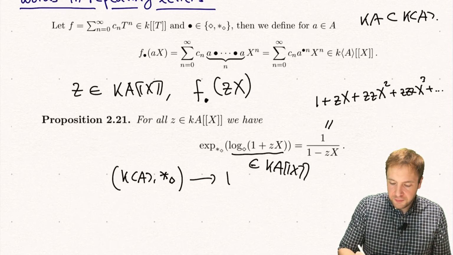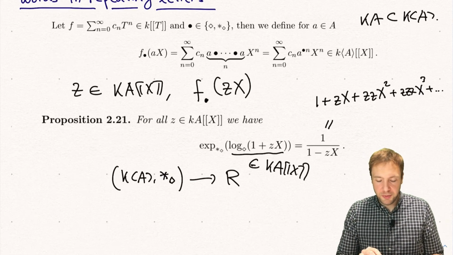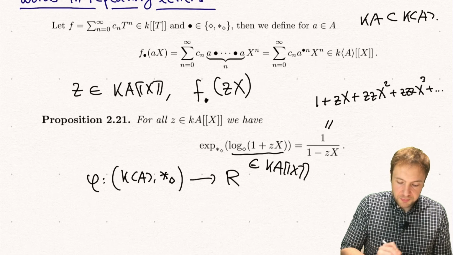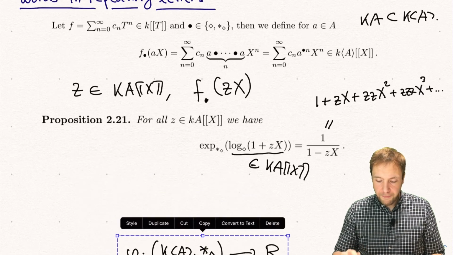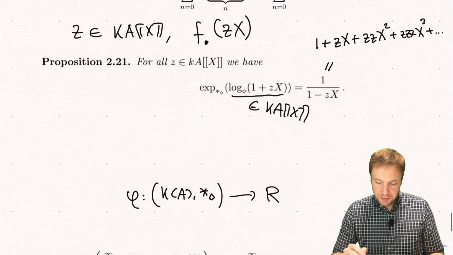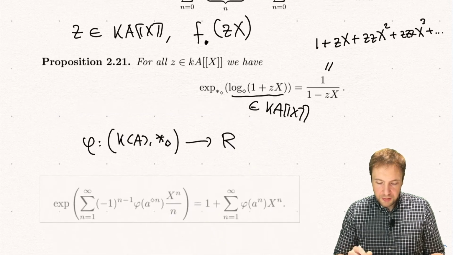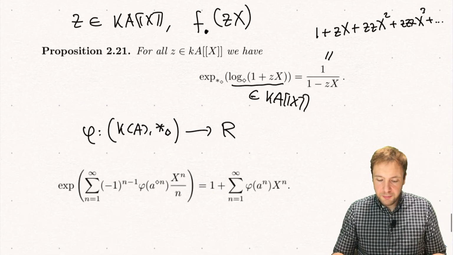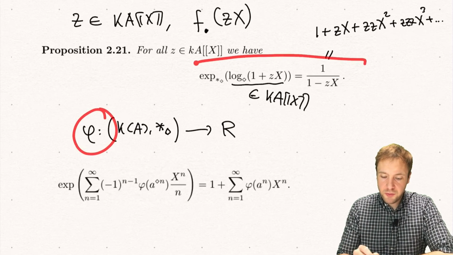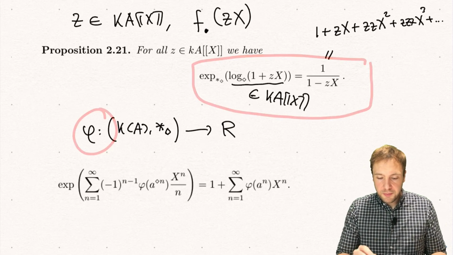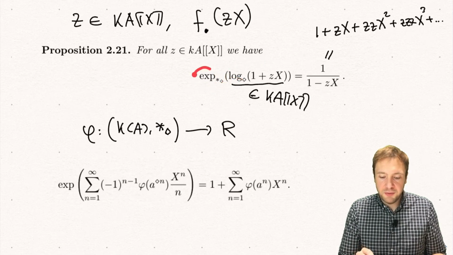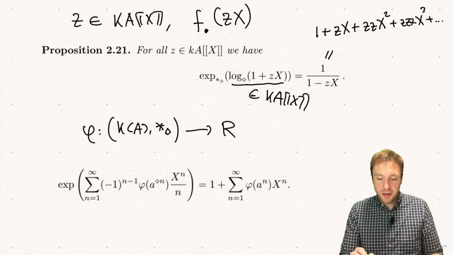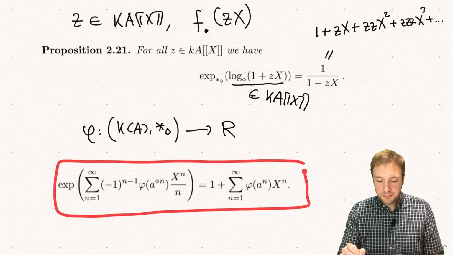And now let's say I have some K algebra R, and I have an algebra homomorphism from my quasi-shuffle algebra into this K algebra R. Then, if I apply this algebra homomorphism to this equation here, because this is the exponential where I evaluate the coefficients by using the quasi-shuffle algebra, this will give me the usual exponential on this space R. So in other words, I get this.